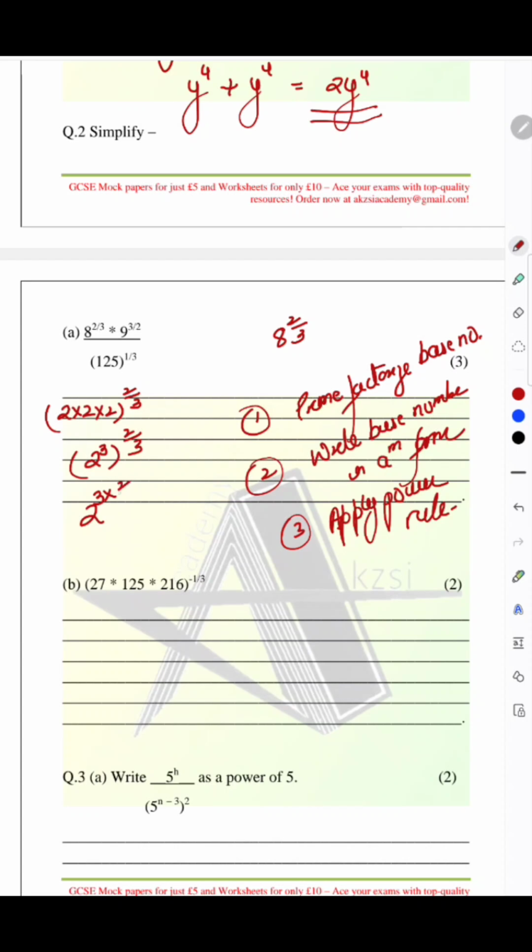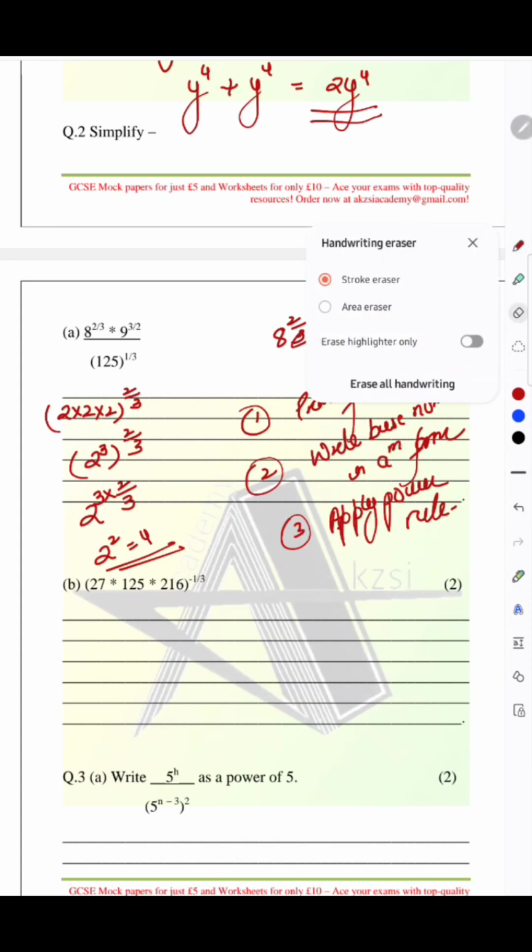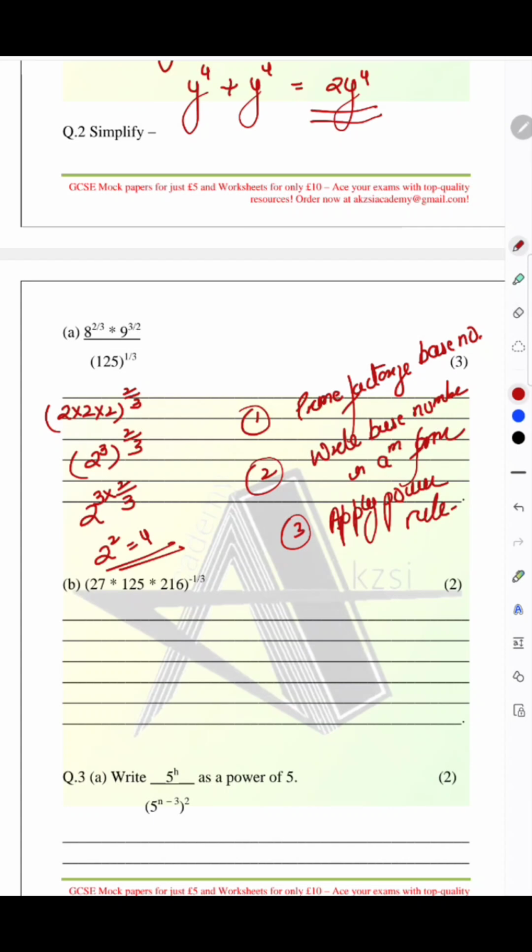If there is a power over another power, we multiply them. So 2 to the power of 2 is nothing, just 4. So that's the answer. We can simplify 8 to the power of 2 over 3 as just 4.